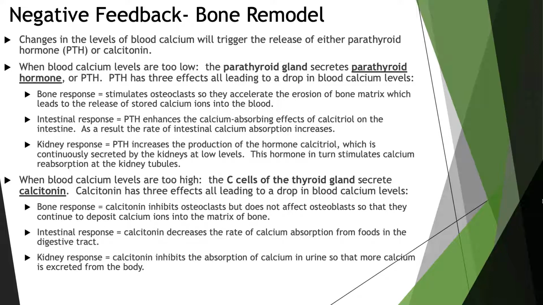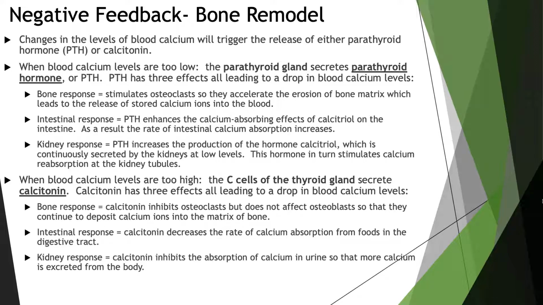When blood calcium levels are too low, the parathyroid gland will secrete parathyroid hormone, or PTH. And PTH has three effects that all lead to a drop in blood calcium levels. It has a bone response, which stimulates osteoclasts so that they accelerate the erosion of bone matrix and leads to release of stored calcium ions in the blood. It has an intestinal response, where PTH enhances the calcium absorbing effects of the calcitriol in the intestines, and as a result, the rate of intestinal calcium absorption increases.